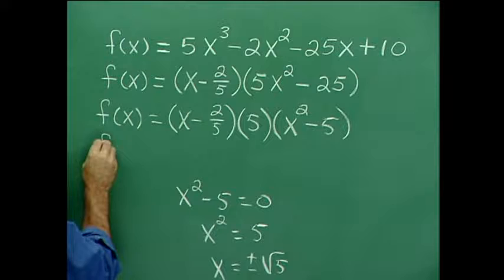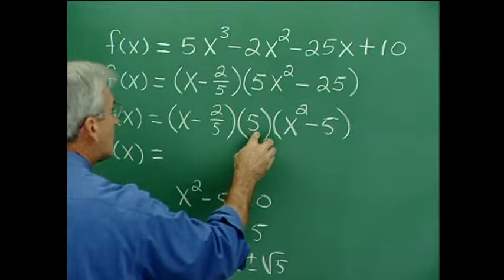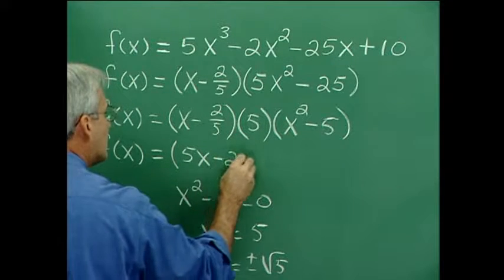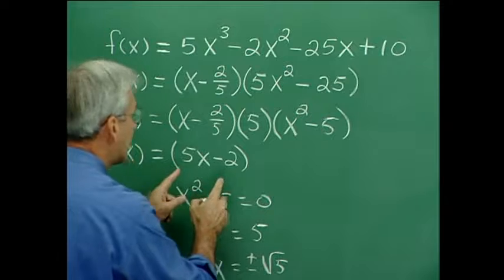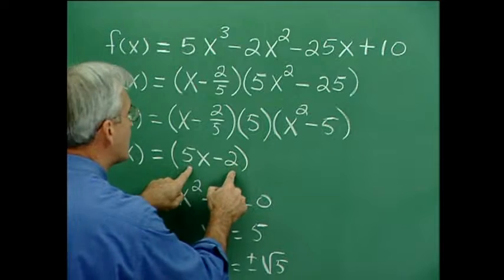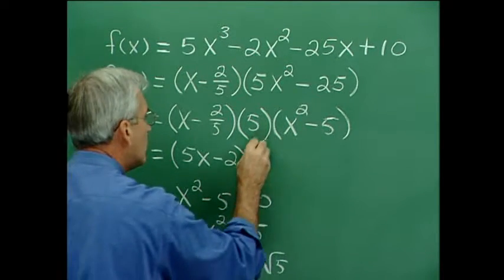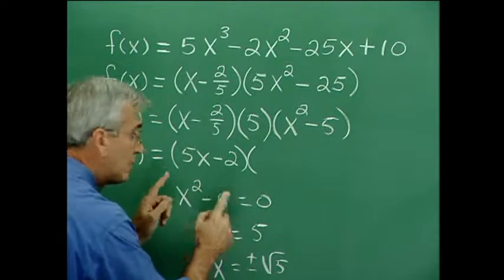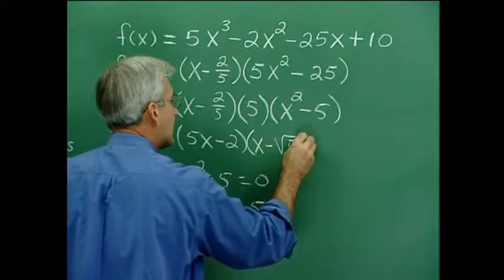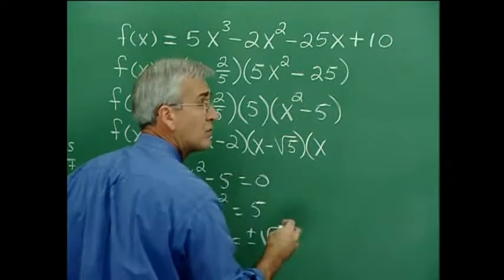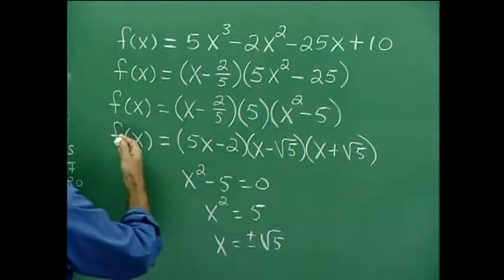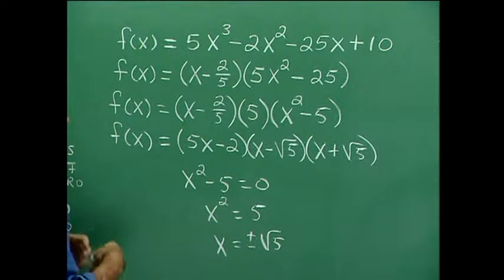Here's what I mean. In this next step, if I multiply 5 times these two, I get 5x minus 2, you see. So I have a linear factor that has rational numbers. Well, actually it has integers as coefficients. And now this factors to, well, let's see, it's x minus each of these. So x minus the square root of 5 and x minus the negative of square root of 5, or x plus the square root of 5. So here then are our 3 linear factors and our 3 zeros.